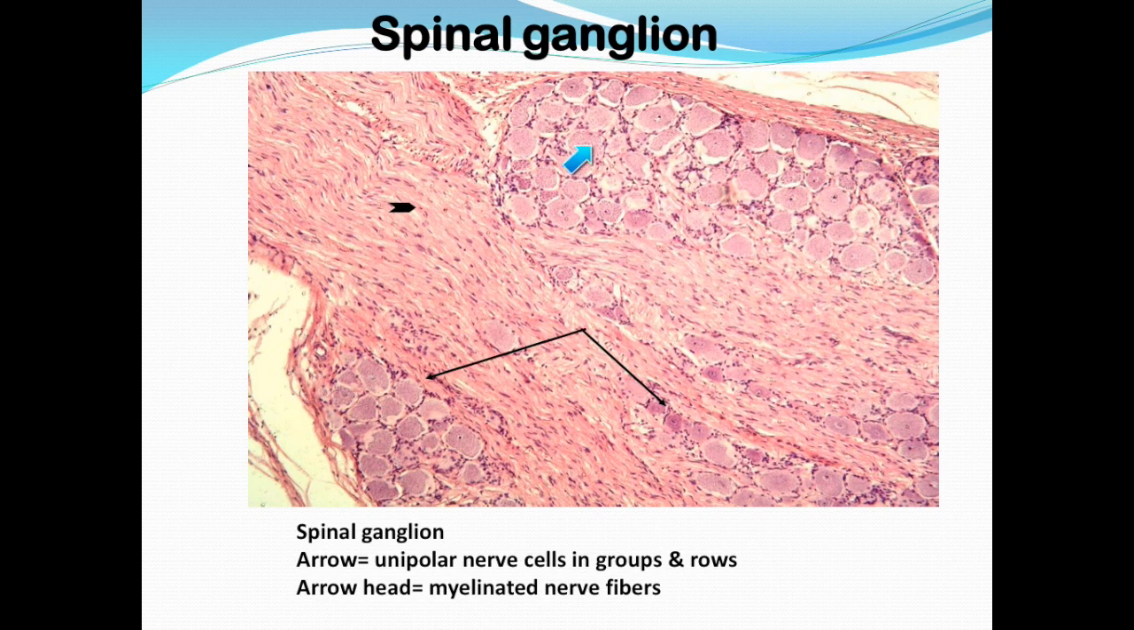They have one process that divides into two branches, one long branch to bring the sensations from the skin, and one short to carry this sensation to the spinal cord. Also here the cells are of different sizes. We have large size, intermediate size, and small size. Each size is responsible for a certain sensation. Also here these are the most important features.